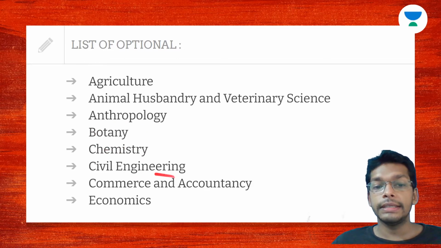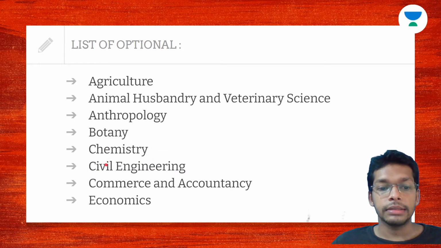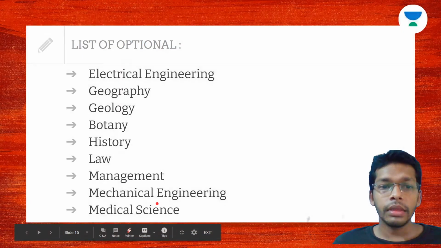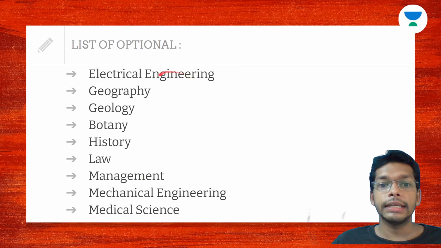Then there is civil engineering, as I already discussed. It's one of the three engineering subjects in the list of optionals. Then there is commerce and accountancy. Then there is economics. Then there is electrical engineering, which I already told you, again another engineering subject.